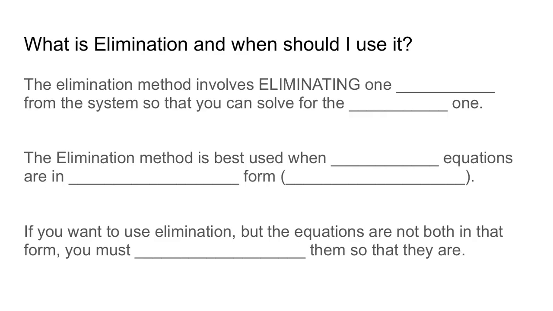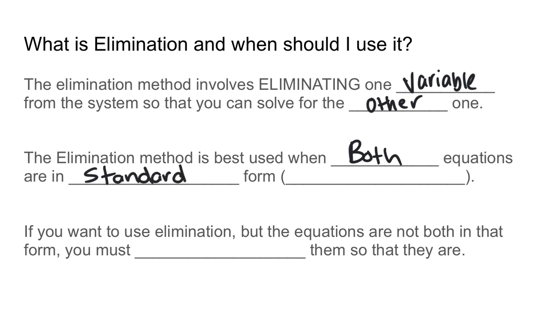So the elimination method involves eliminating one variable and combining the equations to solve for the other one. This is best used when both equations are in standard form, meaning ax plus by equals c. If they're not in that form, but you still want to use elimination to solve them, you're going to have to rearrange them so they are both in standard form. You cannot do elimination unless your equations are in standard form.